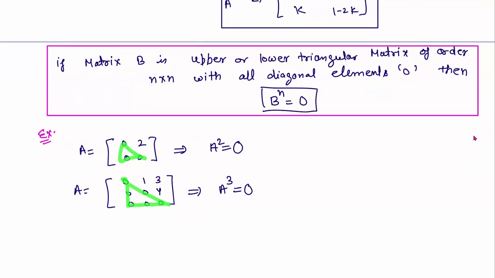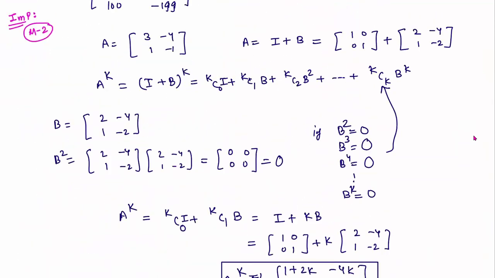Sir, will this happen in a skew symmetric matrix? Where am I saying symmetric and skew symmetric? I am saying this when the matrix is upper or lower triangular. Yes, this matrix is upper triangular because the elements below the diagonal are zero. If the matrix is upper or lower triangular and all diagonal elements are zero, then there is no need to multiply, we can write the result directly. But in the rest of the cases we need to check.